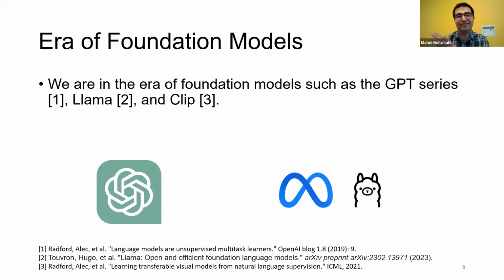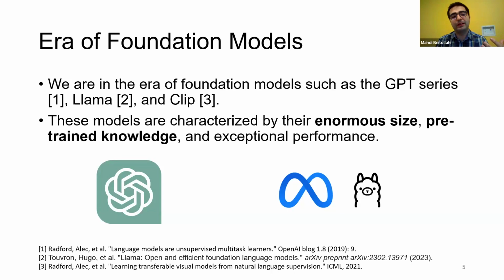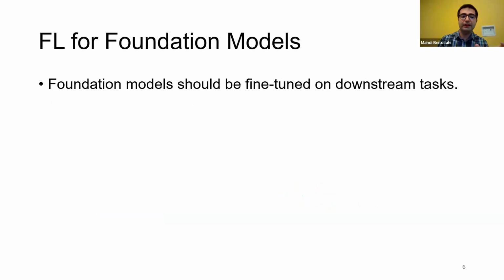I'm pretty sure everyone watching knows that we are in the era of foundation models, right? Models like GPT-3, Llama, CLIP, we use them every day. We hear about them in all the news. What is important about them is that these models have huge sizes and they incorporate pre-trained knowledge. They've been trained on internet-scale data and have exceptional performance on downstream tasks. But we have to keep in mind that these foundation models should be fine-tuned on downstream tasks to be useful, let's say for instruction tuning or any classification tasks.